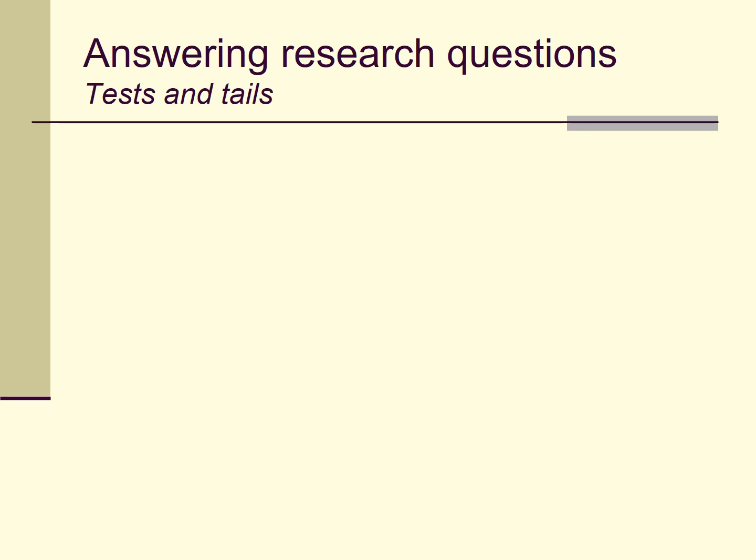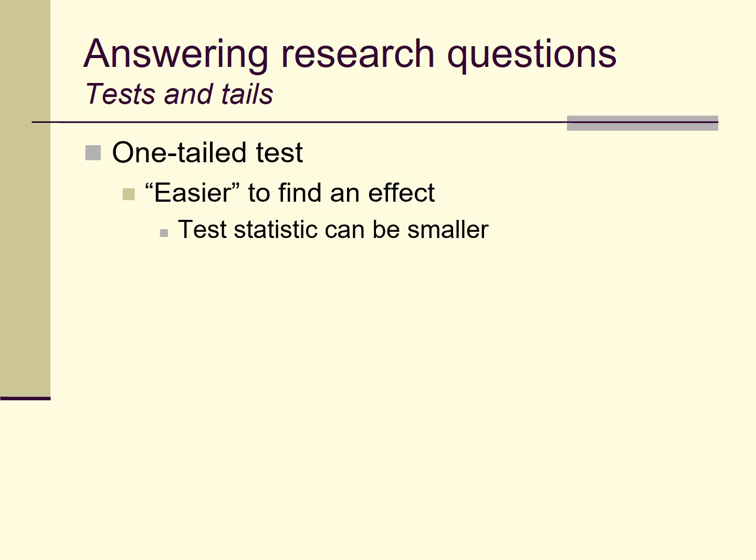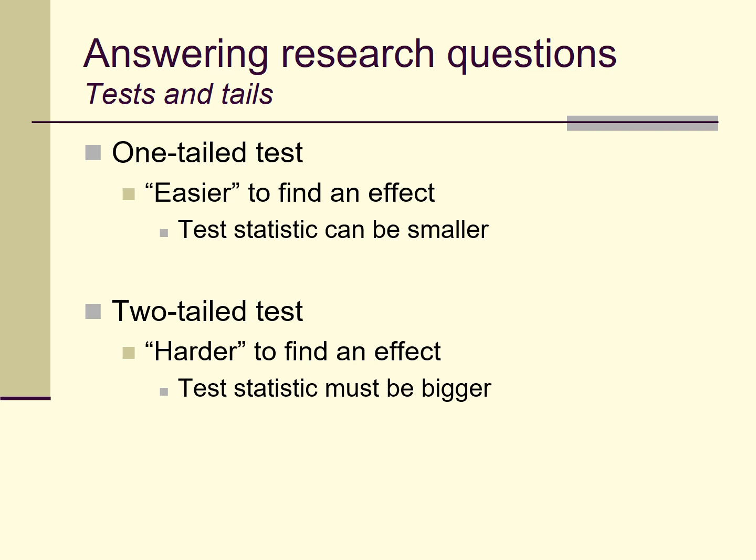At the risk of repeating myself, in the case of a one-tailed test, it's easier to find a significant effect because the critical value for the test statistic that you need to exceed in order to have a probability of less than 0.05 will be smaller than in the case of a two-tailed test. A two-tailed test makes it harder. That critical value on the sampling distribution under the null hypothesis that marks out where the probability is less than 0.05 is going to be bigger. You have a higher bar to jump over, statistically speaking, if you're doing a two-tailed test.